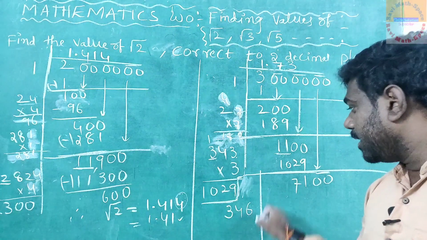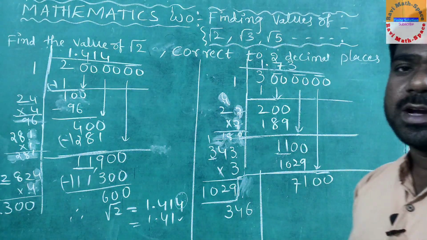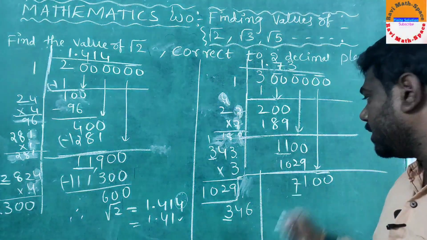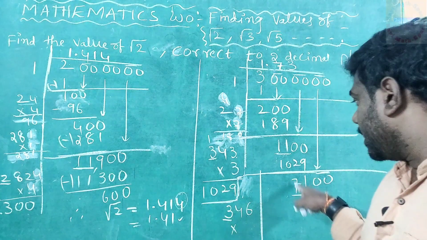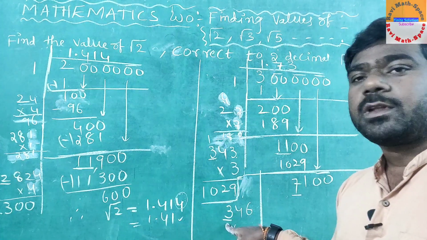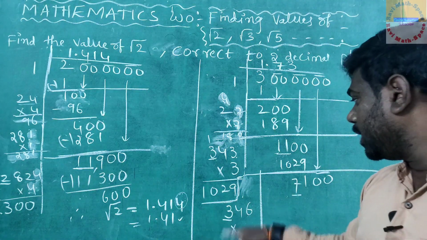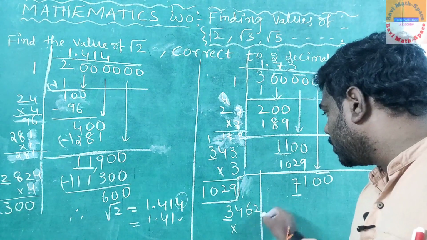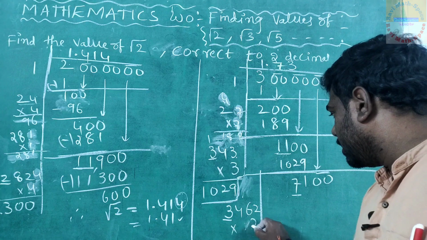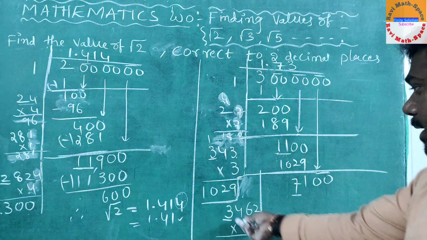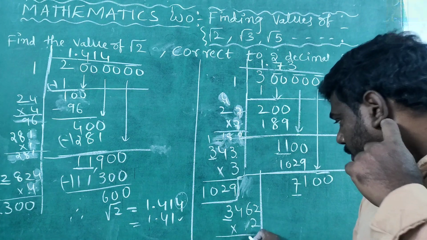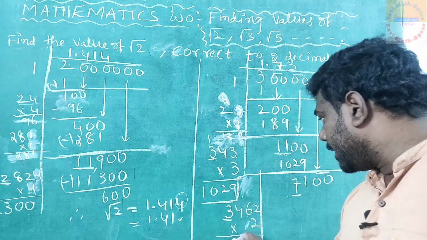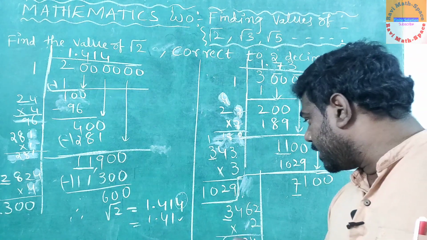Next one is to consider the nearest squares. How to consider? Here 1 digit, here 1 digit considered first. Here 7, here 3. Can you tell me in this 7, how many times will 3 go? 2 times. So now take 2 square directly here. Yes or no? Now multiply here. 2 2s are 4. 2 6s are 12. 2 4s are 8, plus 1 is 9. 3 2s are 6. Yes.